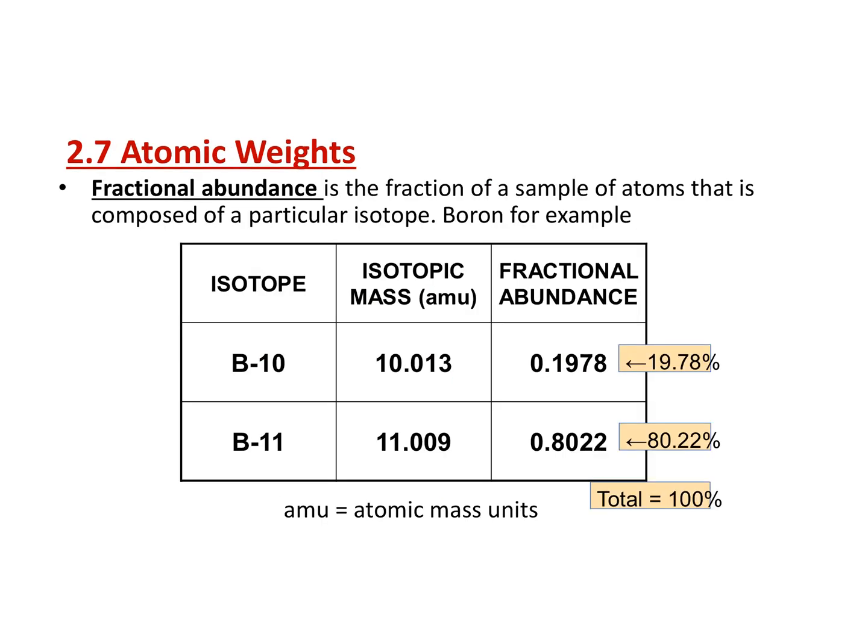But how do we use this information? Fractional abundance helps us determine what mass I should use for a sample. Looking at that chlorine example, I've got chlorine 35 and chlorine 37. When I use chlorine in a reaction, what weight should I use to figure out how much chlorine I need, because chlorine 35 and chlorine 37 are mixed together?